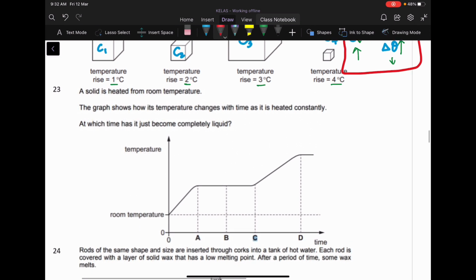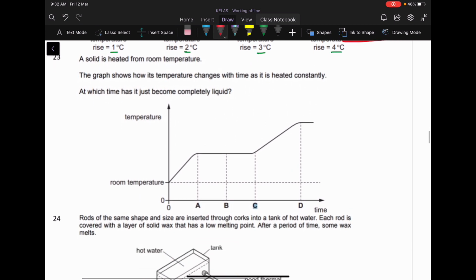Next, a solid is heated from room temperature. The graph shows how its temperature changes with time as it is heated constantly. So this is a heating curve. You learn about the heating curve under the topic of latent heat, specific latent heat. The graph shows how its temperature changes with time as it is heated constantly. So heat is provided.